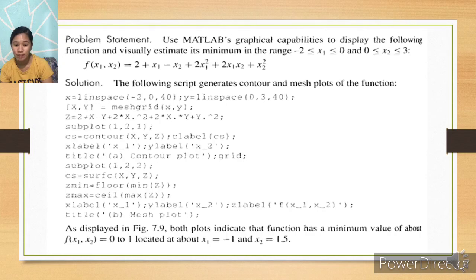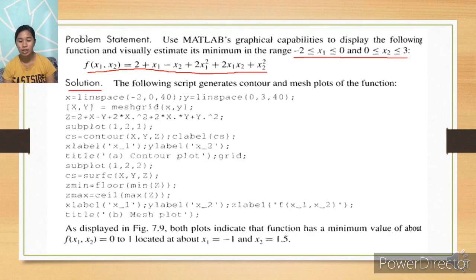Problem statement: use MATLAB graphical capabilities to display the following function and visually estimate its minimum in the range negative 2 less than or equal to x sub 1 less than or equal to 0, and 0 less than or equal to x sub 2 less than or equal to 3. So f of x sub 1 and x sub 2 equals 2 plus x sub 1 minus x sub 2 plus 2 x sub 1 squared plus 2 x sub 1 x sub 2 plus x sub 2 squared.